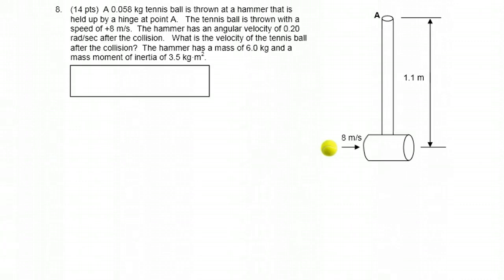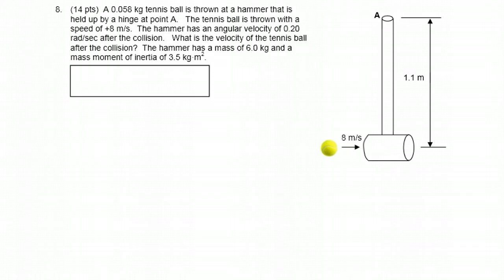Last problem, number 8 of the spring 2012 exam. We have a tennis ball thrown at a hammer hung by a hinge. We're given the speed of the tennis ball. We're given the angular velocity of the hammer afterwards, and we want to find the velocity of the tennis ball afterwards. We did this example, a similar one, in lecture, and you also did some things with this in recitation.